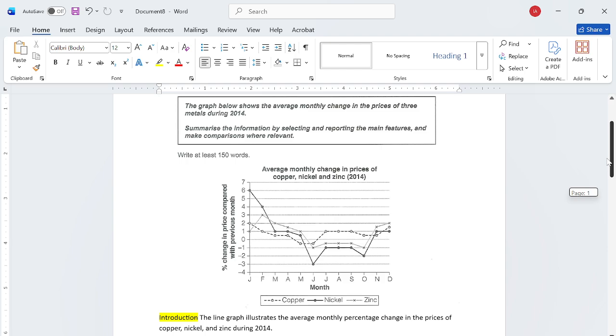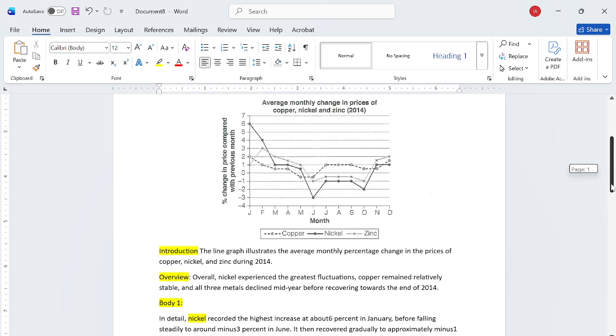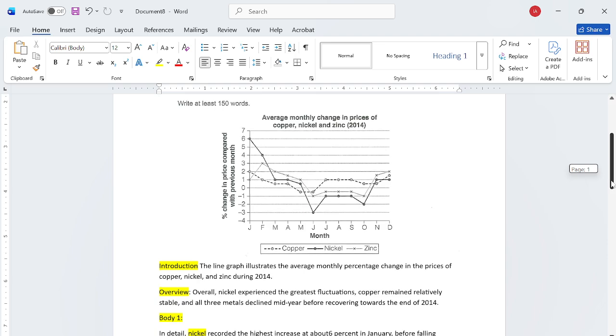We can see that nickel experiences the greatest fluctuations, while copper remains relatively stable. We can also see that all three metals decline around the middle of the year and then recover at the end of the year.